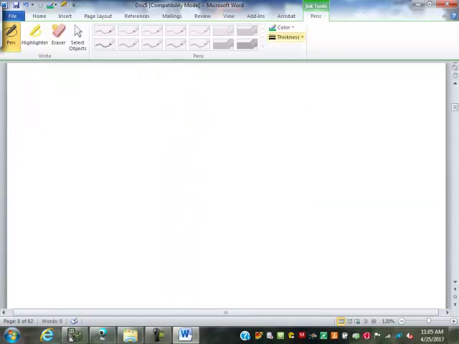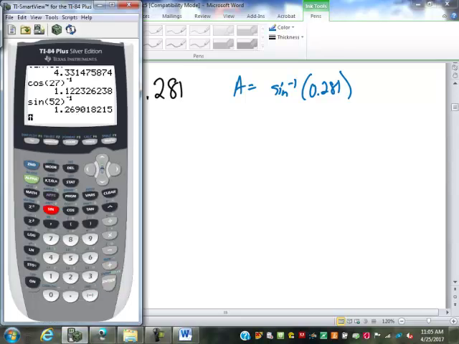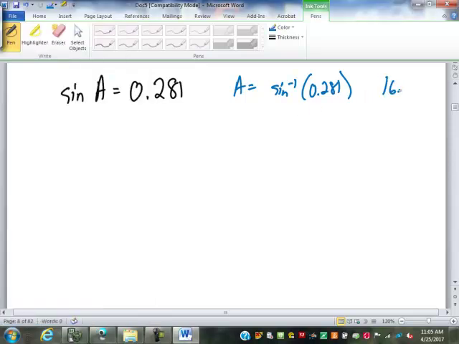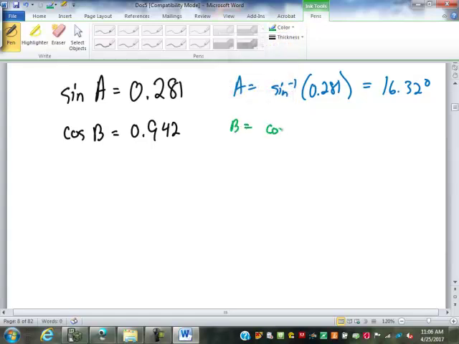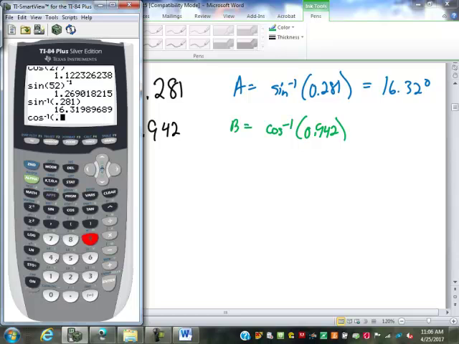So the next side of this is, of course, if sine of A equals 0.281, how do I find A? Yeah, inverse sine of 0.281, right? Second sine 0.281. 16.32 degrees. If I tell you that cosine of B is 0.942, B is found by doing the inverse cosine, so second cosine, 0.942, right? Gives us 19.61.